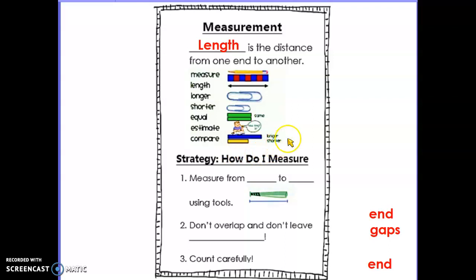When we're comparing, is it longer, shorter? Okay, so how do I measure? So here is how we're going to measure. We are going to measure from end to end using our tools. Don't overlap and don't leave gaps. That's right. And then we count carefully.